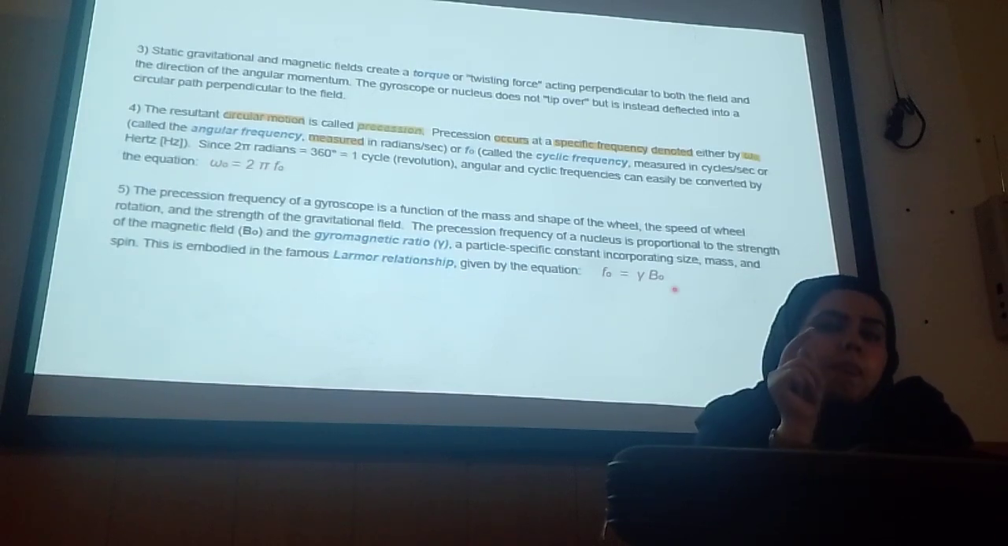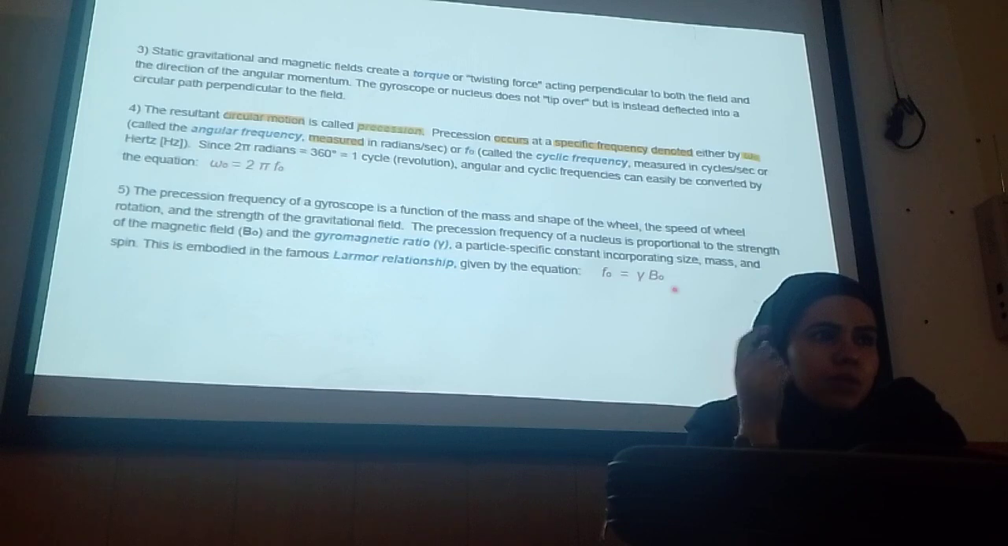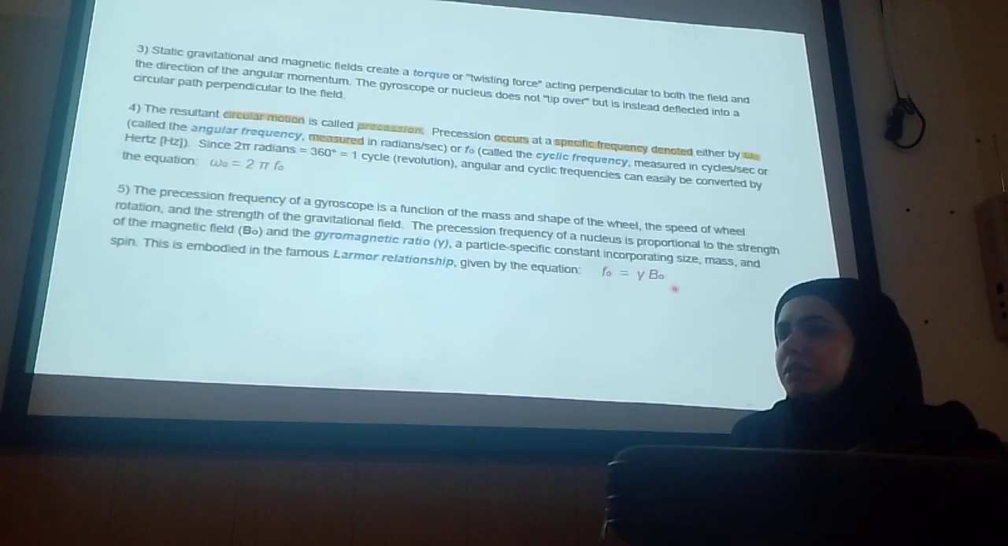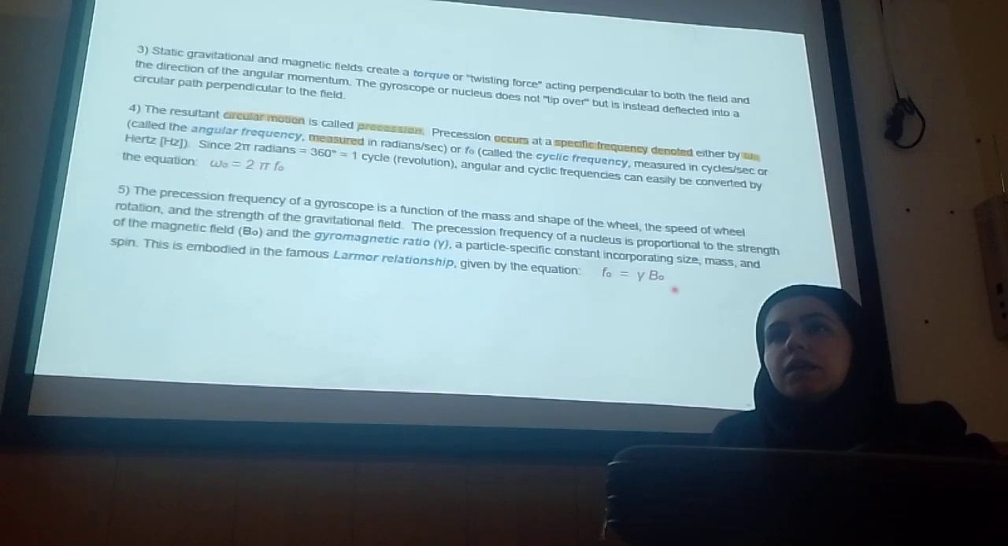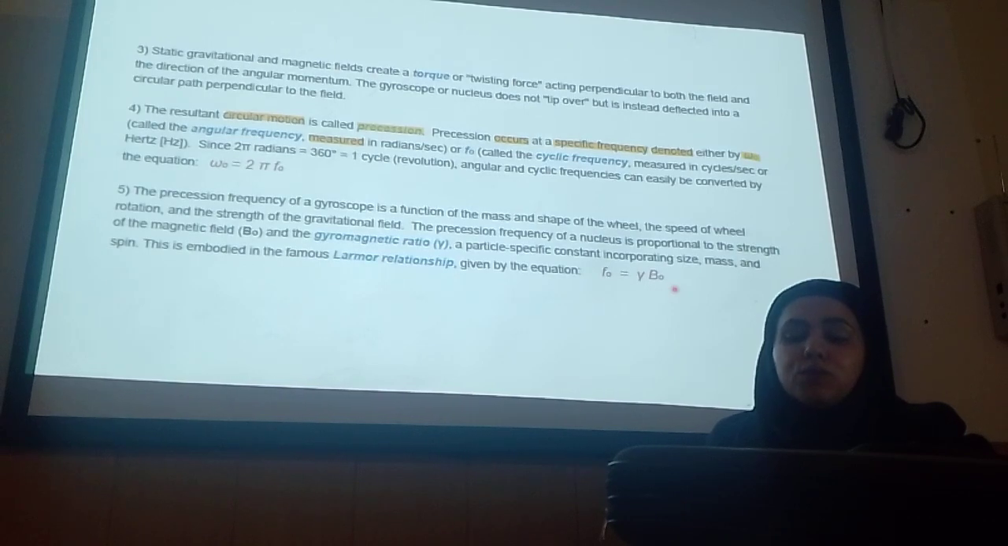If we have the gyromagnetic ratio of hydrogen multiplied by B0, which is 3 Tesla, we can get the final value for the precession frequency. Precession frequency is very important in MRI. I will tell you why this parameter is so important.